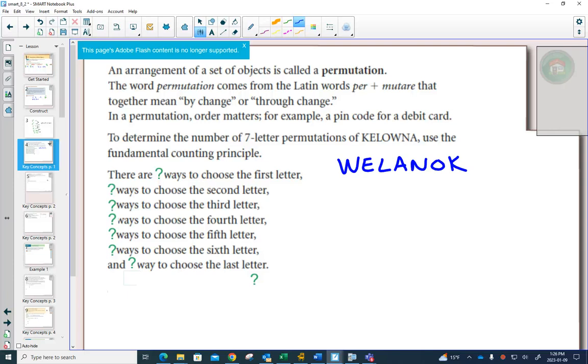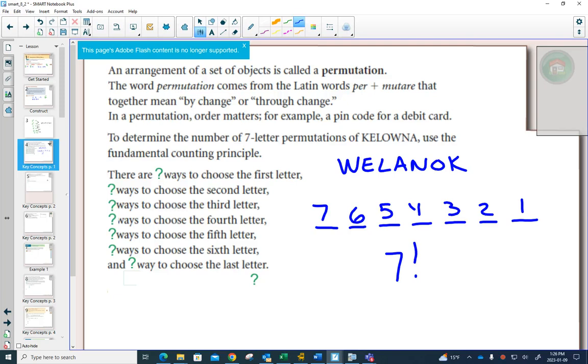So the question is, if you had the letters of Kelowna, how many different passwords could I have made? Well, there would have been 7 decisions because there's 7 letters. And then I have to decide which letter is first, which would give me 7 choices. But now, one of the letters, like if I chose the W, one of the letters is gone. And now I only have 6 choices, then 5, then 4, then 3, then 2, then 1, which is the same as 7 factorial.